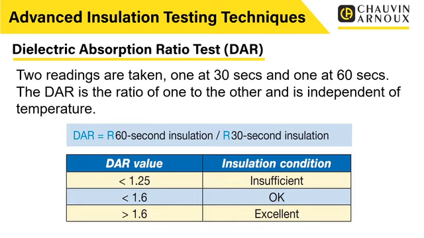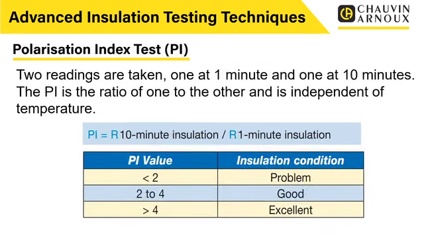You can always carry out the test and see what it tells you. But sometimes you may need to go to a longer period of test to get a better idea. That's where the next test comes in, which is the polarization index test, or PI test. Again, this is taking two readings, but this time the first one is taken at 1 minute, and the second one is taken at 10 minutes. So we're actually applying the test for a full 10 minutes here.